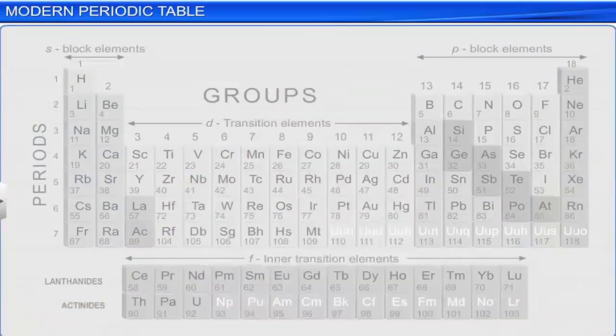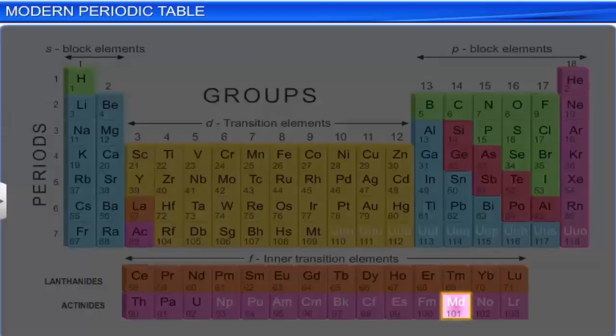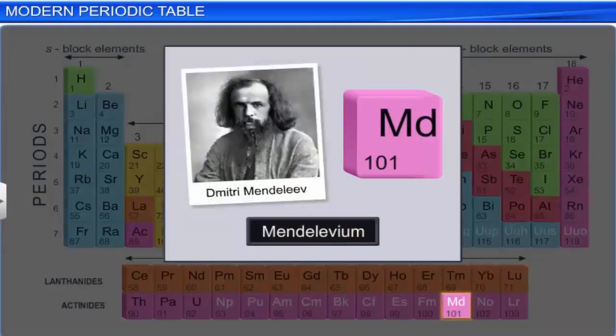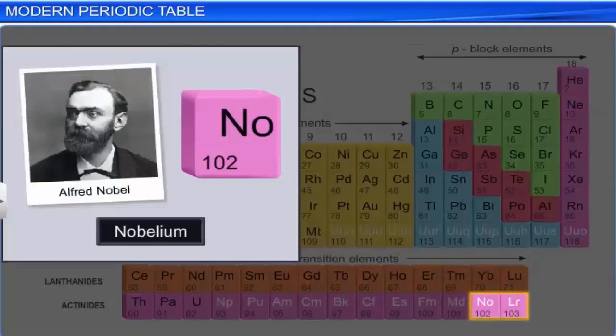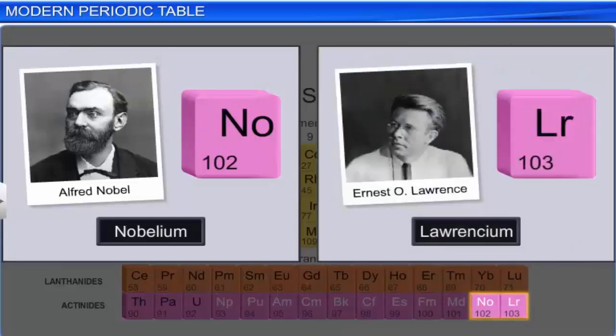For example, the element mendelevium, atomic number 101, was named after Dmitry Mendeleev. Similarly, nobelium, atomic number 102, and lawrencium, atomic number 103, were named after famous scientists Alfred Nobel and Ernest O. Lawrence, respectively.